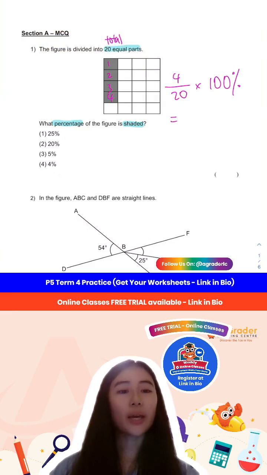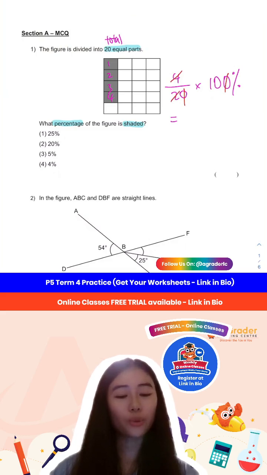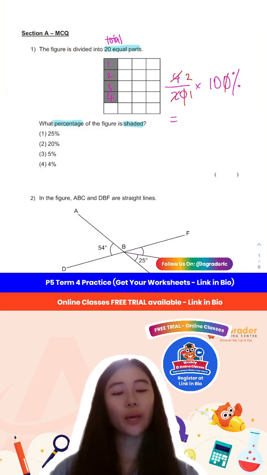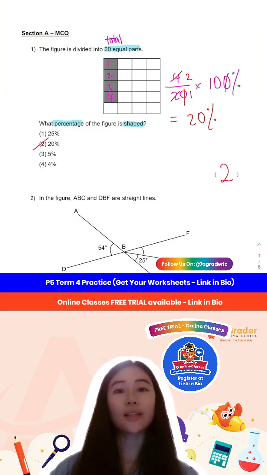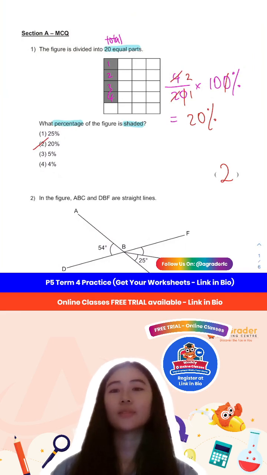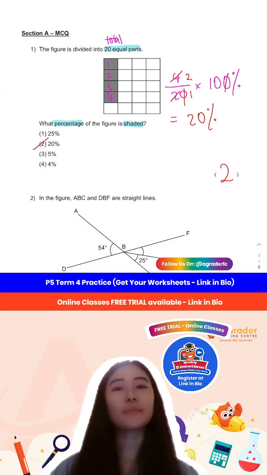So for this, you can cross cancel. I'm going to cancel the 0, and then 4 and 2 can also cross cancel. You will have 2 and 1. So that means you're going to use 2 times 10 to get 20% as the answer. Yeah, so all of you are correct. This is number 2. Okay, fairly simple. Shall we look at the next one?